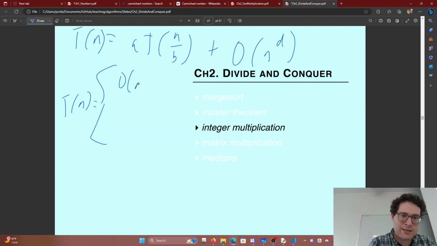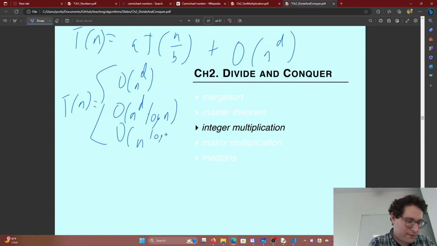O of n to the d, O of n to the d log n, or O of n to the log base b of a. Why those runtimes? Well, for the first one, it's actually fairly simple to figure out: if your total runtime is O of n to the d-th, that means that solving these subproblems really doesn't matter.